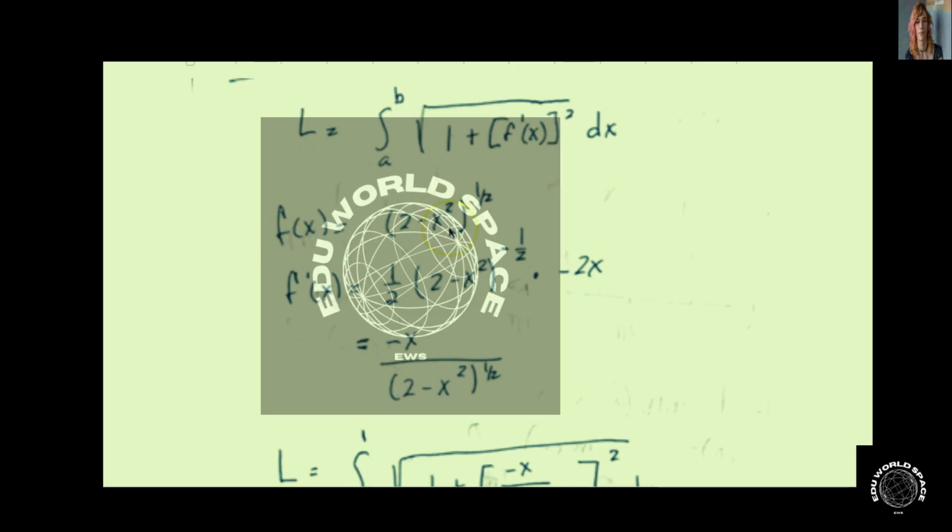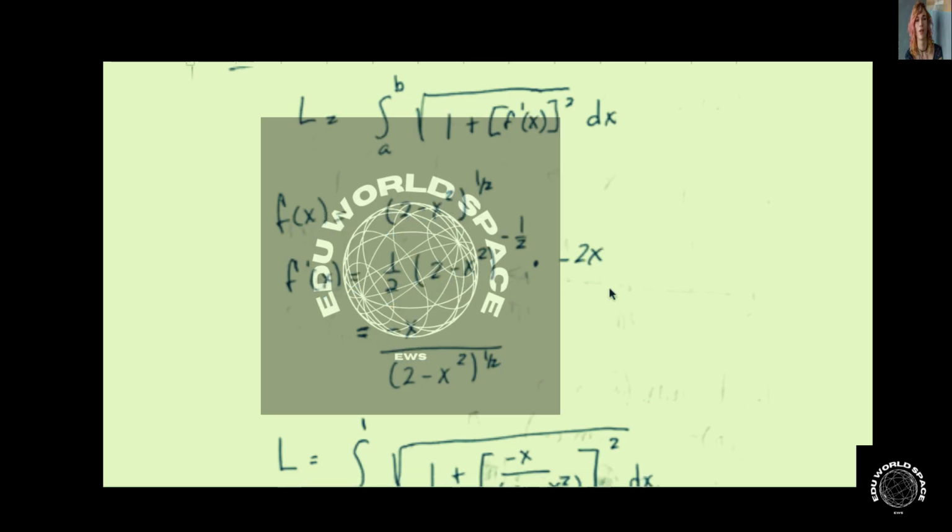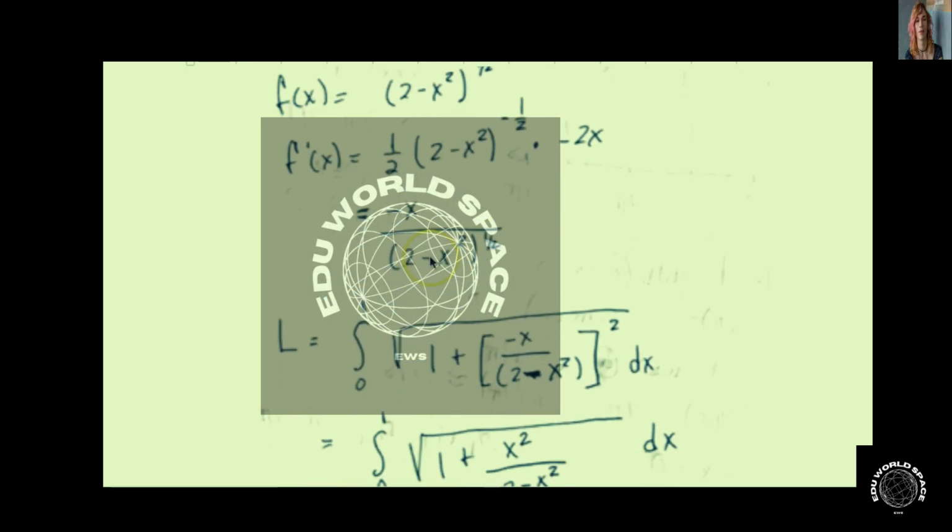So the first derivative of our function is going to be 1/2 times 2 minus x squared to the negative 1/2 power, times negative 2x. Don't forget the negative 2x from the chain rule. And so you've got this as your first derivative. I don't need to simplify just yet. We're just going to hang on to that one.